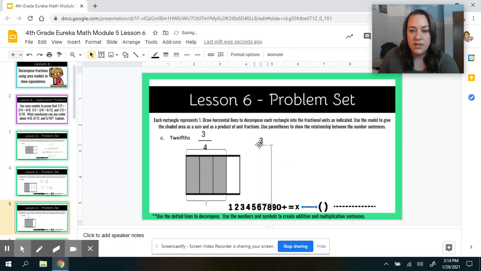And it wants me to decompose that into twelfths. So again, our basic multiplication facts are going to come into play. So how can I convert my 4 into 12 using multiplication? 4 times what equals 12? 4 times 3. So we're going to need to make 3 rows. We break this into 3 more rows. That's going to decompose this into twelfths. So to make 3 rows, I'm going to need 2 horizontal lines.